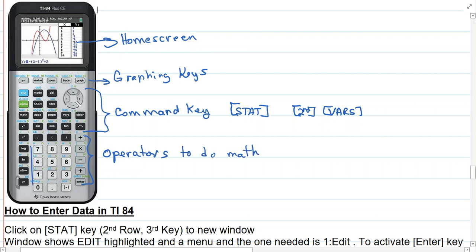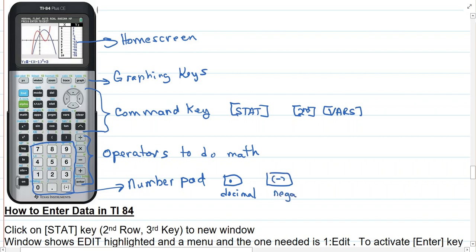Now, the number pad is like any other calculator, 0 through 9. It has a decimal, and it has a unique key of the negative key. So that's what the calculator is. And we've used it only for percents. We haven't done negative values, but we will in our studies run across a couple, nothing major.